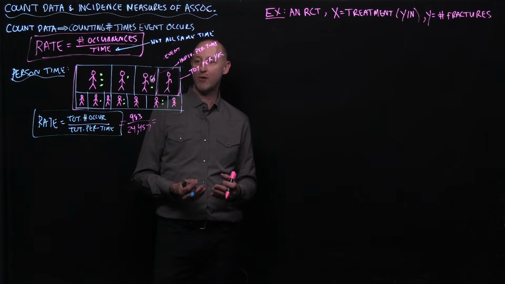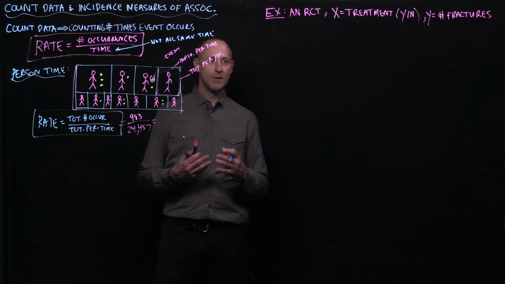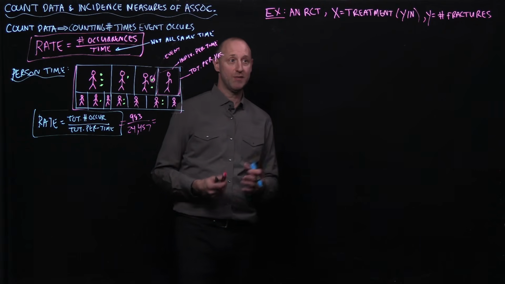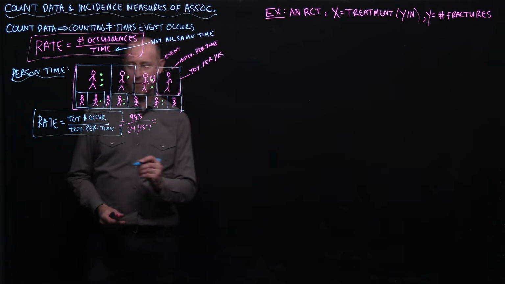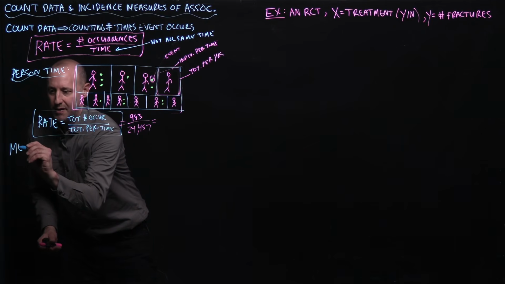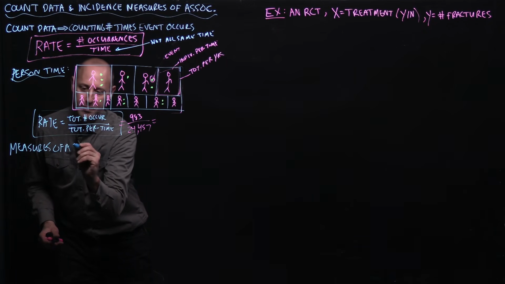983 per 24,457 person years. So let's talk a bit about the measures of association. And we already preluded to these in an earlier video. So let's just add that here. The measures of association.